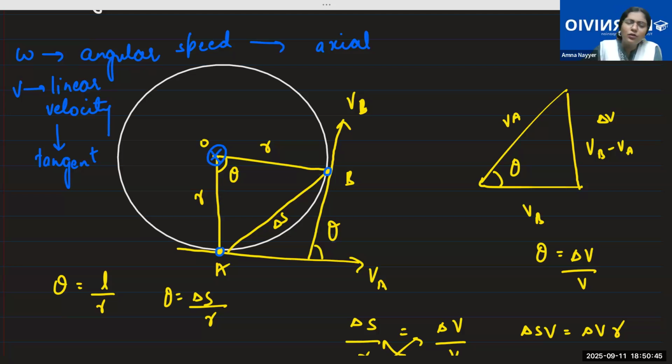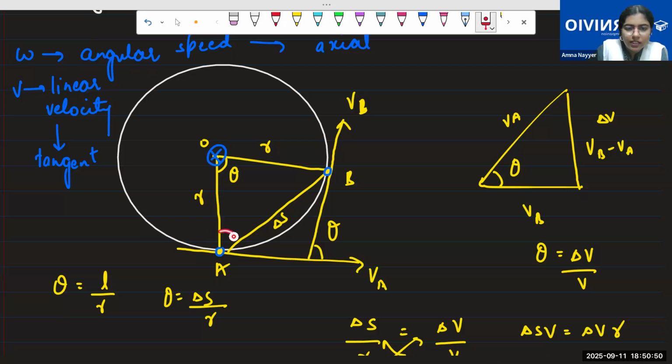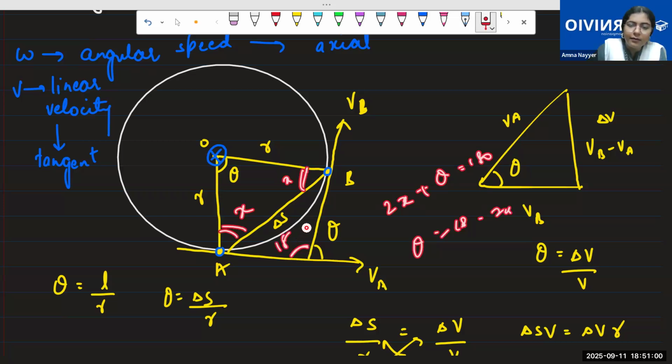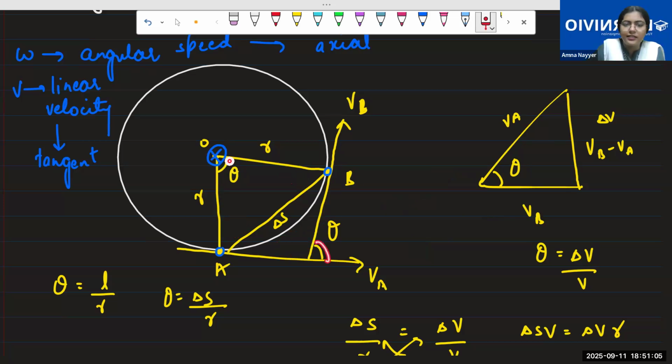You don't have to go into the details, so I'll just tell you in short. This angle will be equal to x plus x. So you get 2x plus theta is 180. Theta is equal to 180 minus 2x. Similarly, here you get 180 minus theta. So theta is equal to this angle, and this angle and this angle are equal. Again, you don't have to go into the details because by geometry they are already equal, but you should remember that this is also theta.